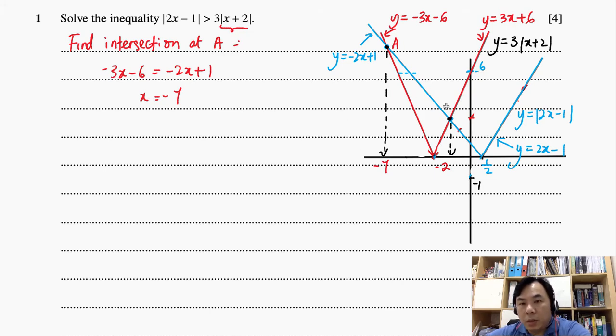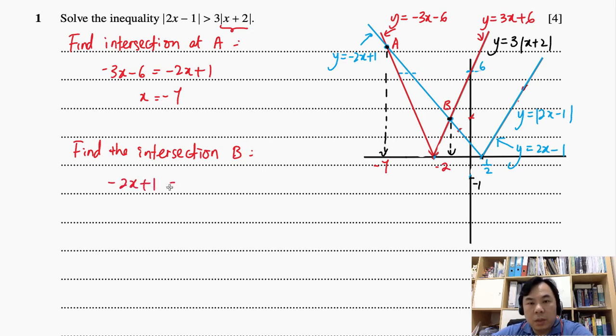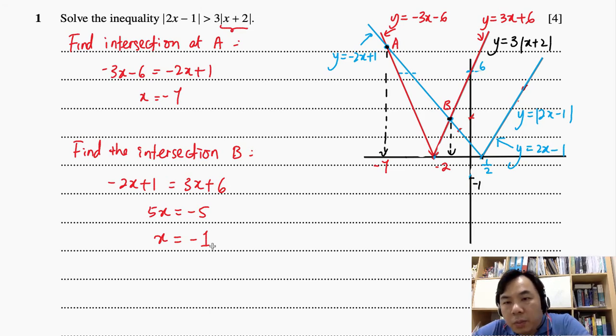Next, in order to figure out the intersection B, we are going to solve for this equation and the other equation there. Which means negative 2x plus 1 together with the other one, which is 3x plus 6 instead. So from here you have 5x equal to negative 5. Therefore x is actually equal to negative 1. All right, we are almost done. We have found the intersection points.